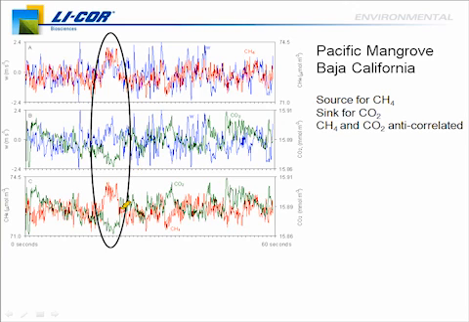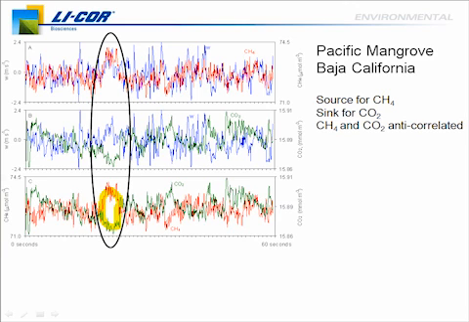But down here, when we look at the comparison between methane and CO2, we see that they're anti-correlated because the ecosystem is a source for methane and a sink for CO2. So that's just an example of the kind of data that you'd collect with this instrument.